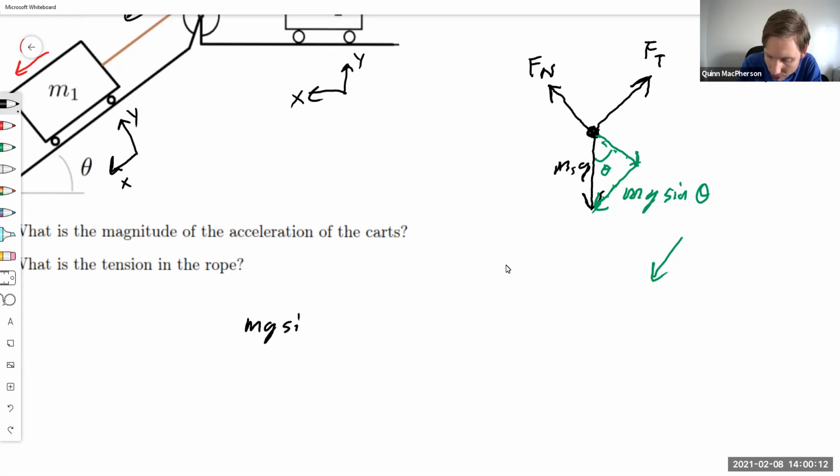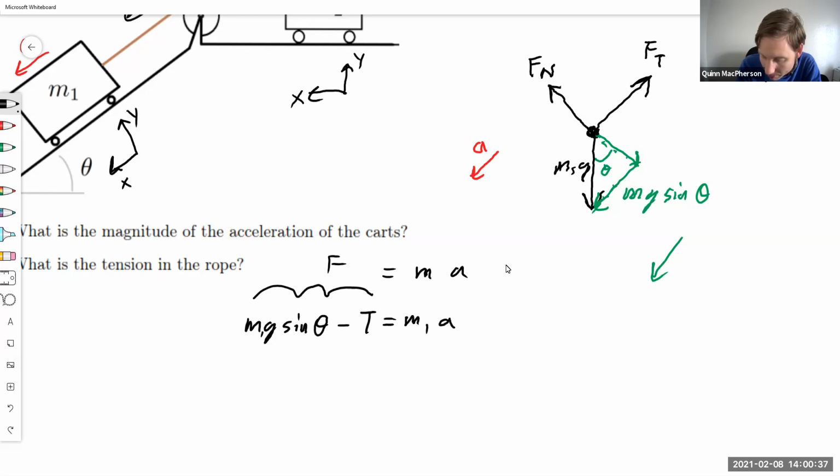Mg sine theta going down the hill, and going back up the hill we have tension. Our acceleration, now I don't draw acceleration as a force in the free body diagram, I draw it off to the side. The acceleration is that direction, down the hill. So if we write the equation F equals ma, we get m1 g sine theta minus T equals m1 a. I put a 1 here and a 1 here because these are both mass number 1 that we're dealing with. So this is F equals ma in the x direction for this mass.